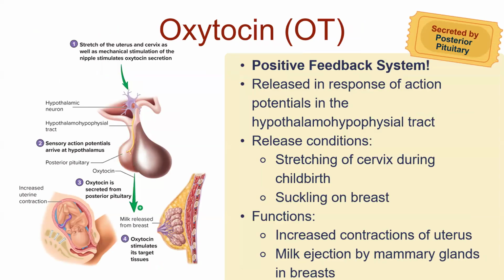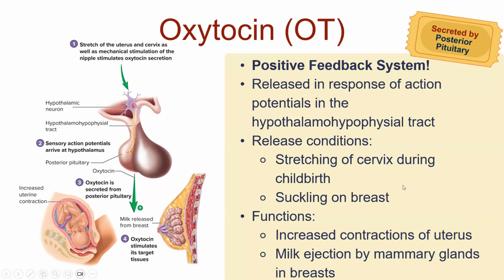Oxytocin is the other one that comes from the hypothalamus and is stored in the pituitary, or the posterior pituitary. We saw this as our only example of a positive feedback loop. And so this is released again in response to those action potentials. Childbirth is the big example of this. And so during childbirth, as the cervix and uterine muscles stretch, it causes oxytocin to release. That increases contractions of the uterus, which means more of a stretch, which means more release, which means stronger contraction. And you see that kind of snowballs until the birth process is complete.